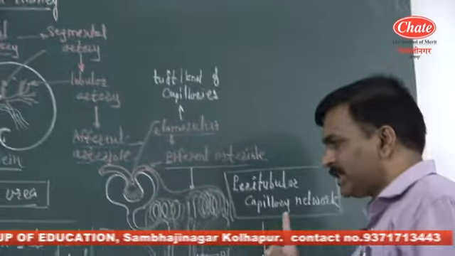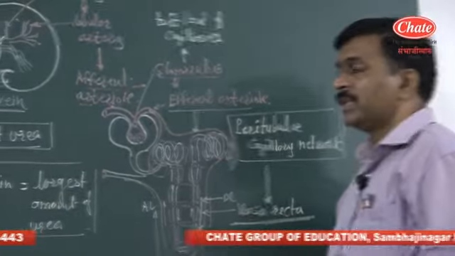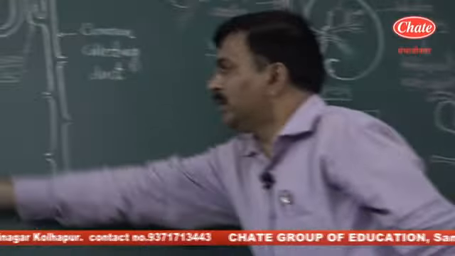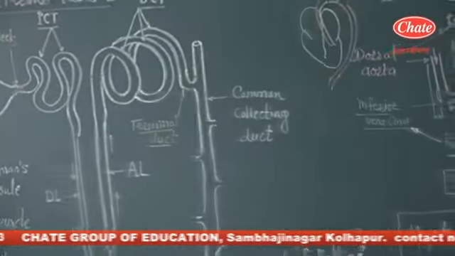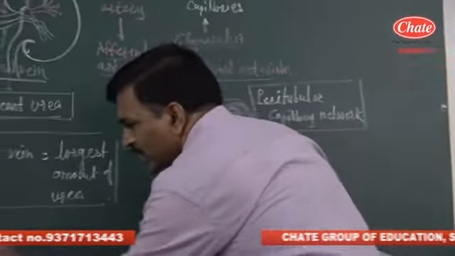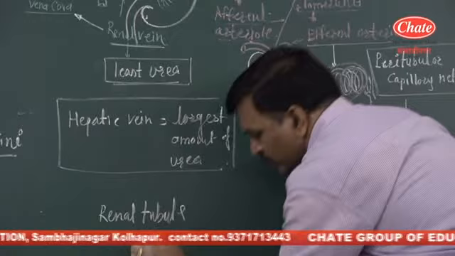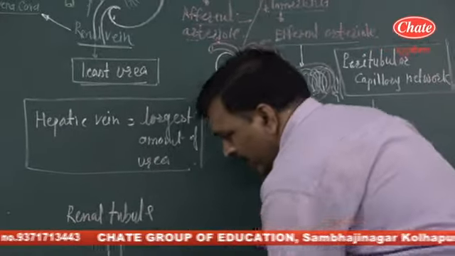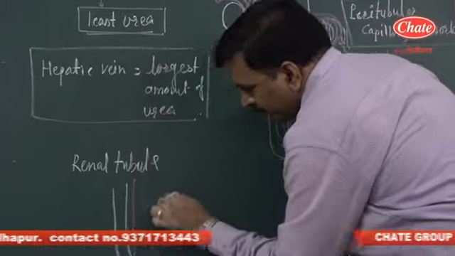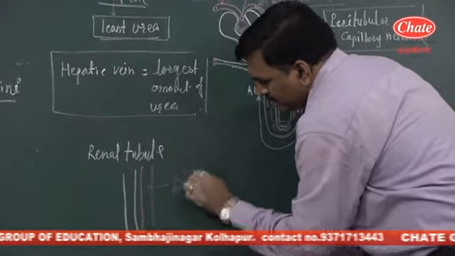This supply is essential because we are discussing the mechanism of urine formation, and the exchange of material takes place between the renal tubule and the capillary network. This exchange is going to take place between the two: firstly the renal tubule, and secondly the peritubular capillaries.